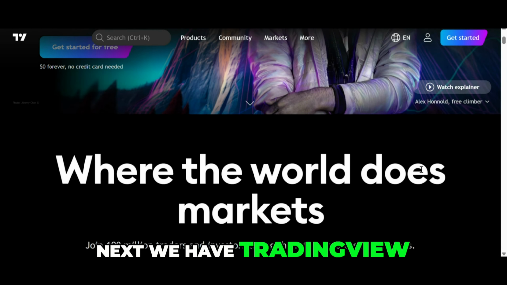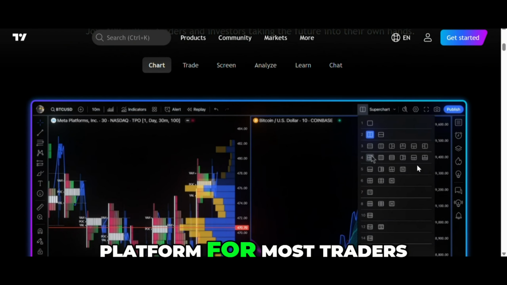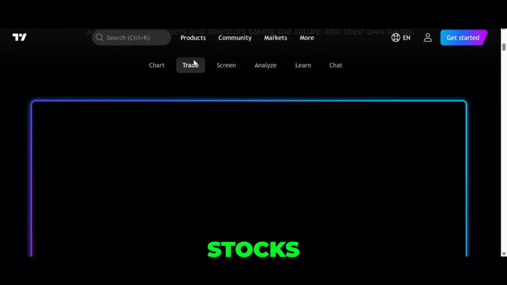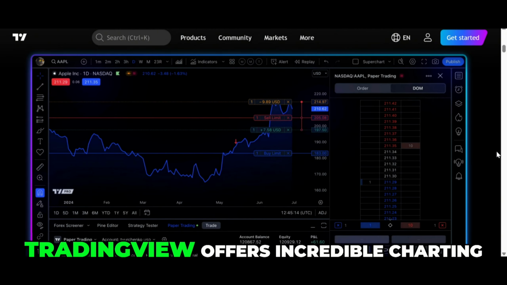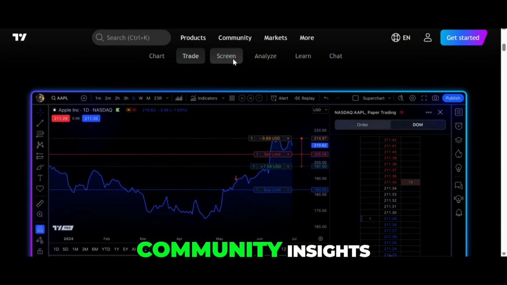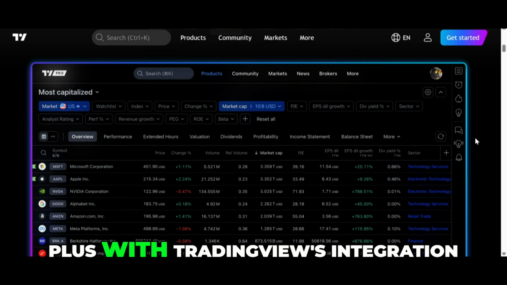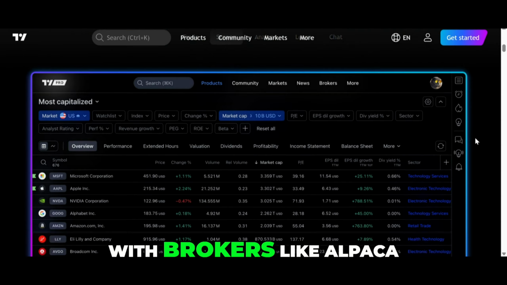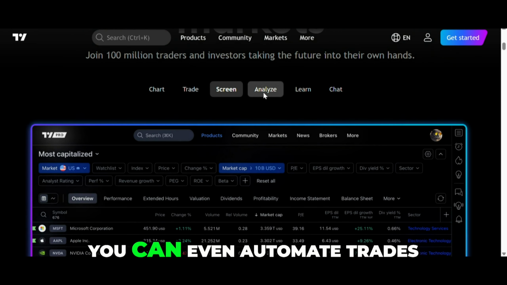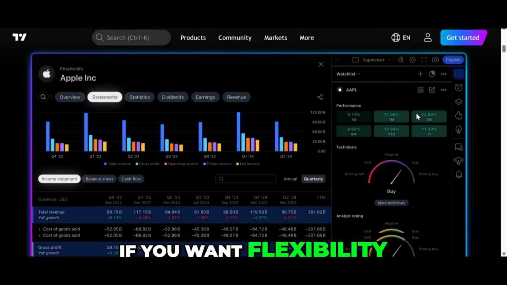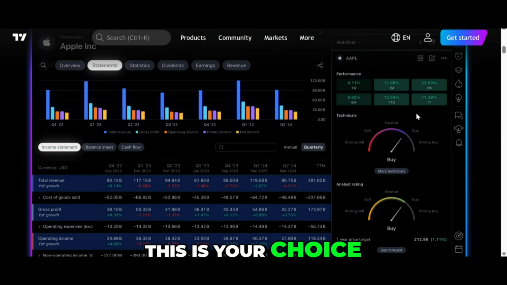Next, we have Tradingview. This is the go-to platform for most traders: Forex, stocks, crypto, you name it. Tradingview offers incredible charting tools, community insights, and the ability to test strategies using Pine Script. Plus, with Tradingview's integration with brokers like Alpaca and Tradier, you can even automate trades. If you want flexibility and community, this is your choice.